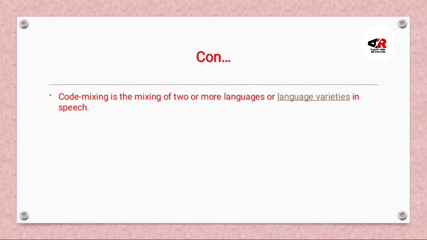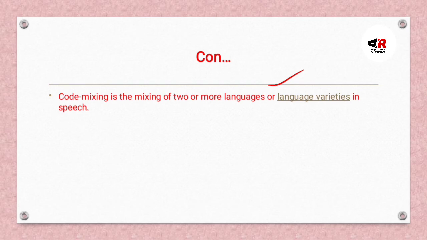Code mixing is the mixing of two or more languages or language varieties in speech. Here we have the best examples. Like in Urdu or in Hindi we say, मैं कल मूवी देखने जा रहा था and रास्ते में I met Naveed. This is code mixing. I am using the English language in my conversation because I'm talking about an incident which happened in the past, like yesterday. I am talking about yesterday.